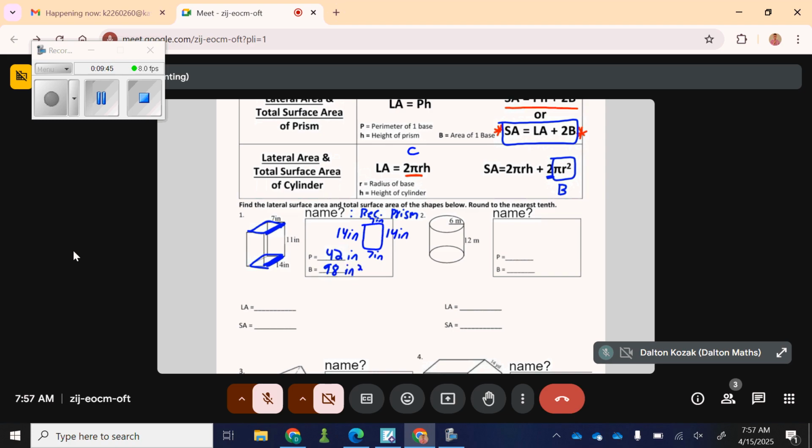Okay, so now it wants the lateral area. The lateral area is going to be perimeter times the height. So our perimeter we just said is 42, and then times your height, which in this case is 11, so that goes to 462 inches squared.